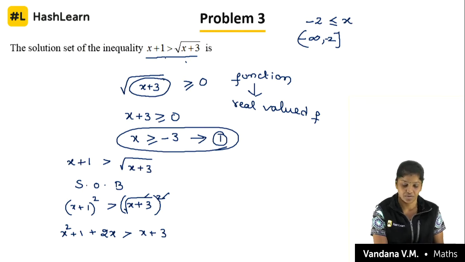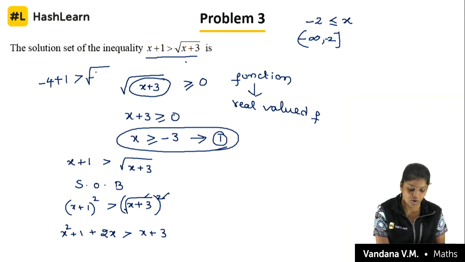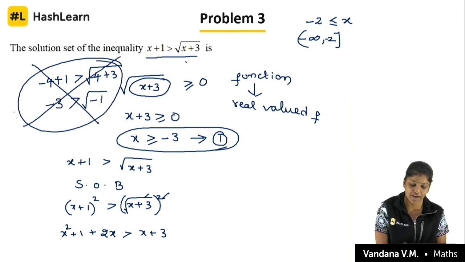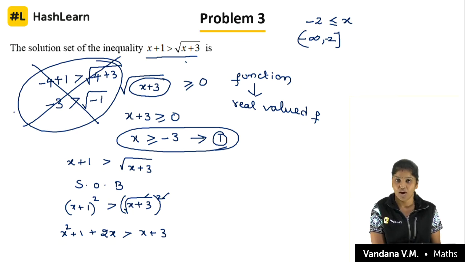This is your question. If you substitute greater than minus 2, they said no. Let me substitute minus 4. Minus 4 plus 1 is greater than the square root of minus 4 plus 3. So the root of minus 1, this is minus 3. Is it possible over there? No. That is the reason why, of the two roots, one is not possible and only one is feasible for the given question. So I have to take only one.